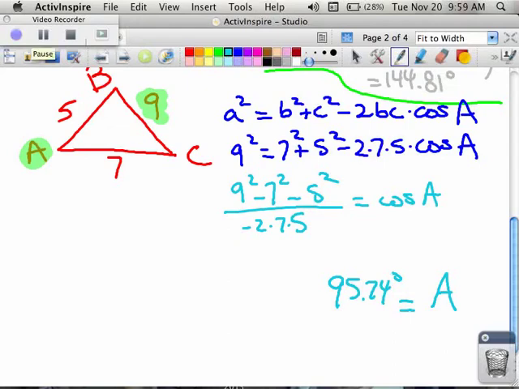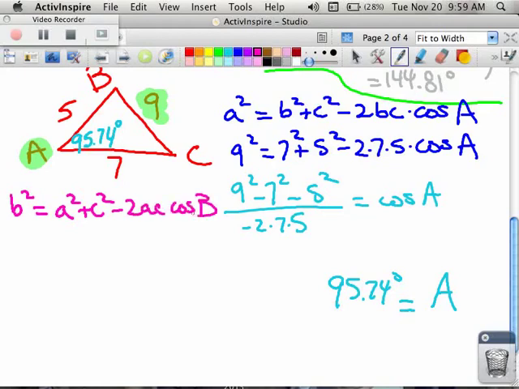Joe Green, after I find angle A, which is 95.74 degrees, which angle should I find next? B. I like C. B, very good. So I'm going to find angle B next. That means I'm going to use B squared equals A squared plus C squared minus 2AC cosine capital B.